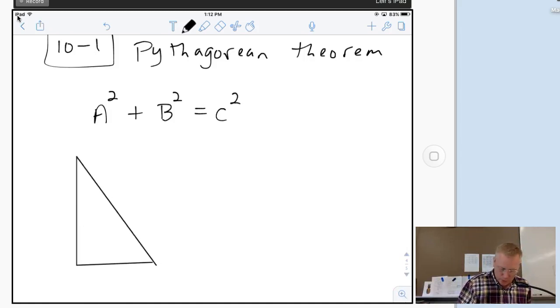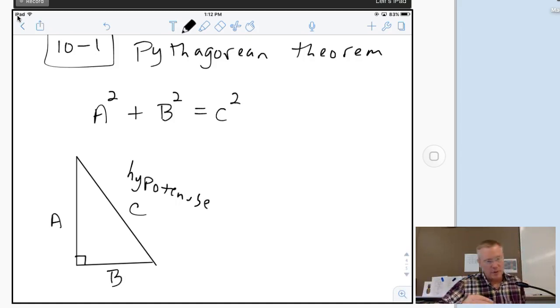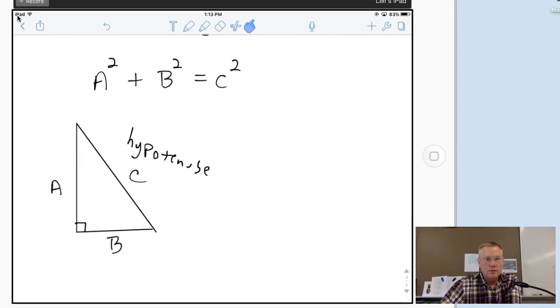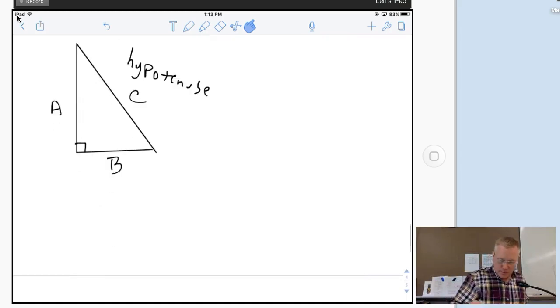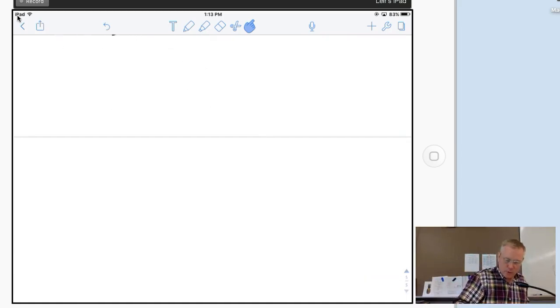One thing that's crucial is you make sure you know which side is the hypotenuse, okay, in this case, because the hypotenuse has got to be C. It doesn't matter which one's A or which one's B, but it sure matters which one is C, okay? So you can draw that, you can put the formula on your formula sheet, and let me jump right in with number 1.